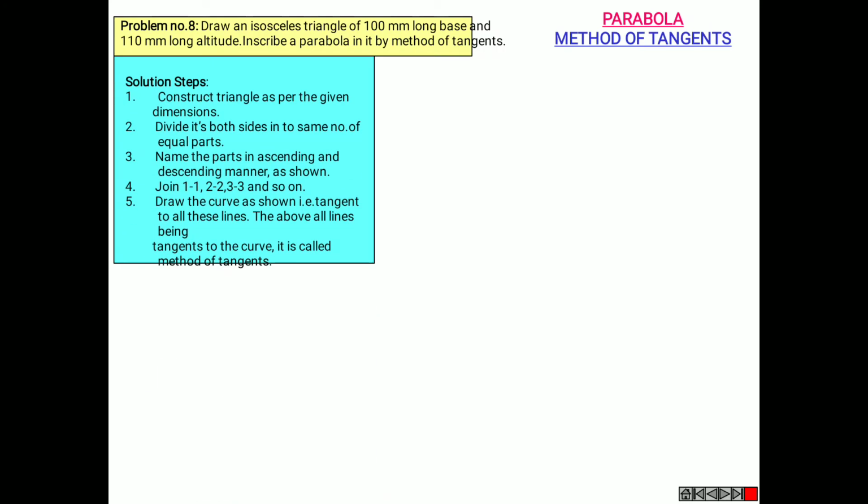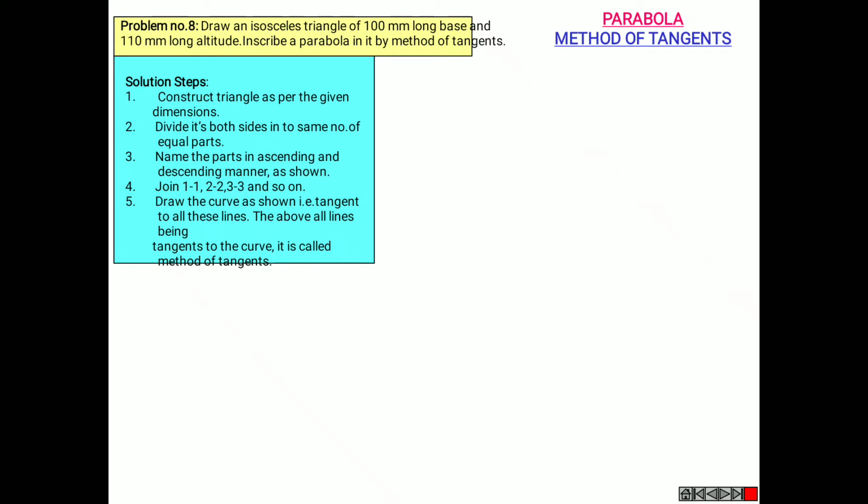We'll see some relevant steps to draw the parabola by using the method of tangents. So there are only 5 relevant steps to it. The first one is construct the triangle as per the given dimensions. As already mentioned here, 100 mm is the base and 110 mm is the altitude, which is the center of it, and at the top of the 110 mm we'll make inclined lines towards the base. Then you will obtain an isosceles triangle.